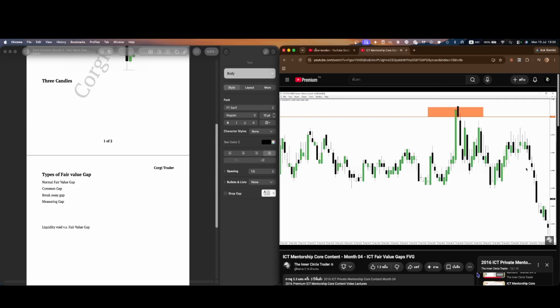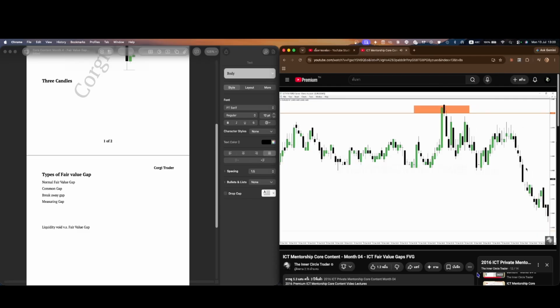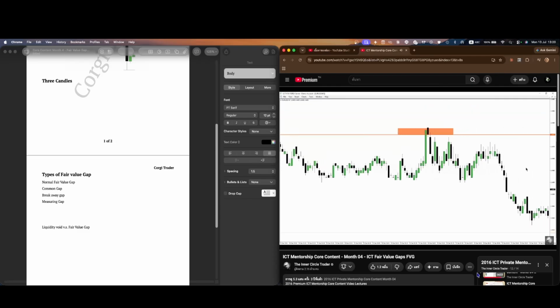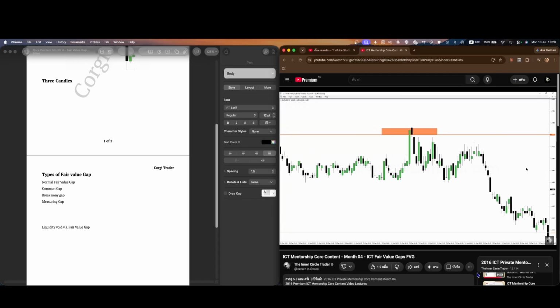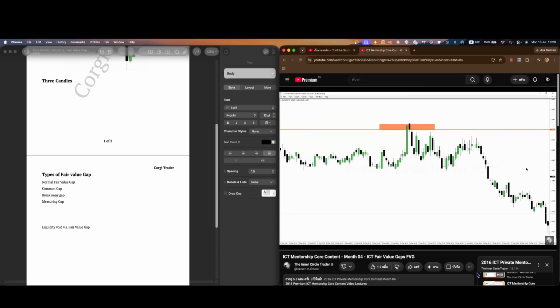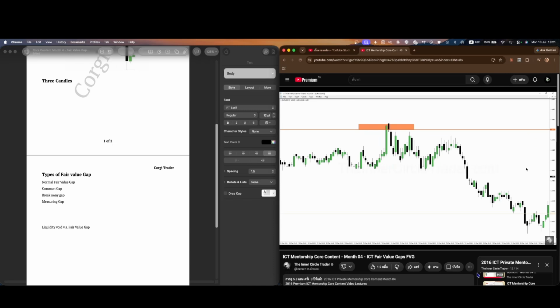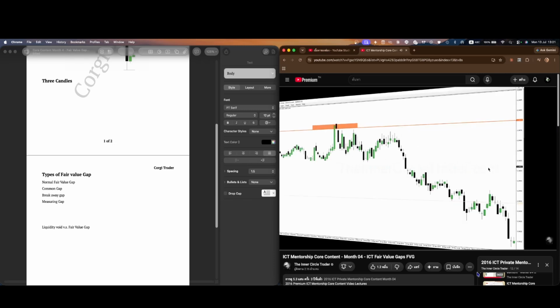Significant break lower. And then lower. And then ultimately trading through to where the sell stops were mentioned earlier.